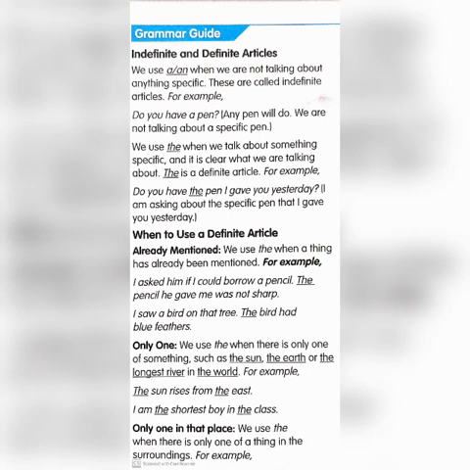So now let's have a look when to use a definite article. Already mentioned, we use the when a thing is already mentioned. For example, I asked him if I could borrow a pencil. The pencil he gave me was not sharp. So first time we used a pencil, but after mentioning it first time we used the pencil. I saw a bird on the tree. The bird had blue flowers. First time we used a bird, second time we used the bird.